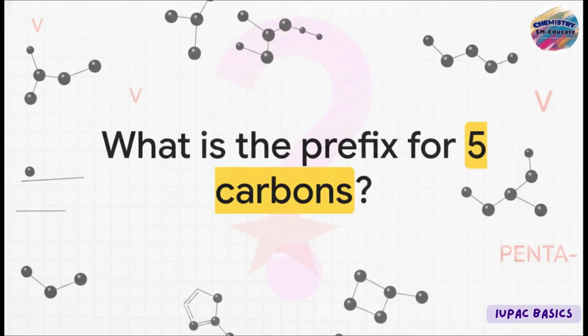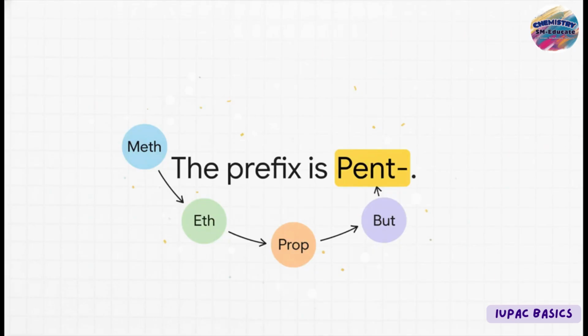Final rapid-fire question to absolutely secure your knowledge of the common prefixes. What is the specific prefix used for a chain of exactly 5 carbon atoms? The answer is Pent. Meth, Eth, Prop, But, Pent. Fantastic work wrapping up this interactive portion. If you got those right, you are well on your way to mastering organic chemistry nomenclature for your exams.